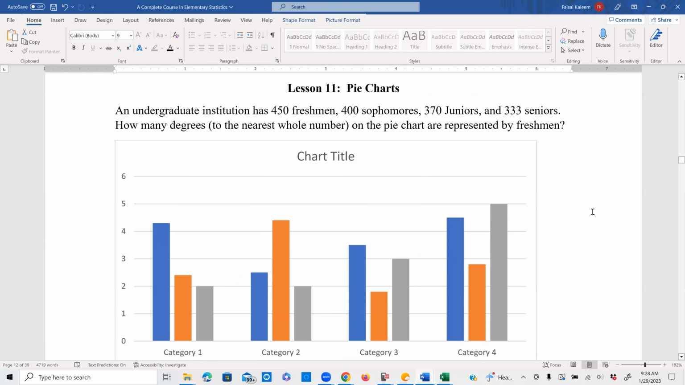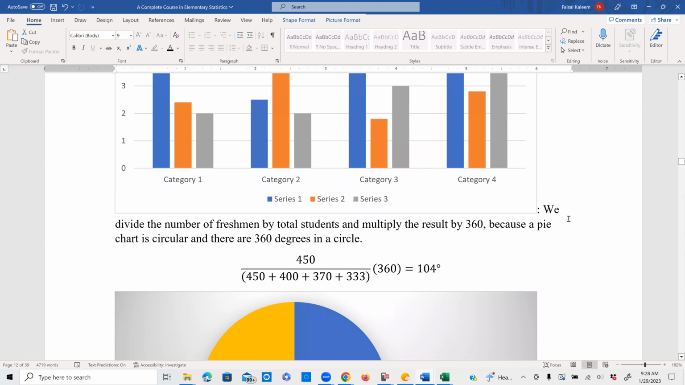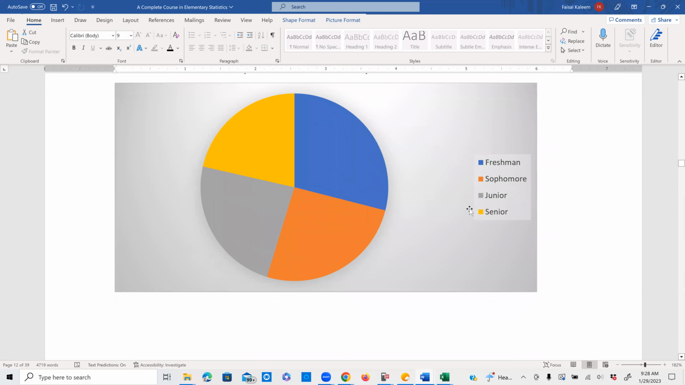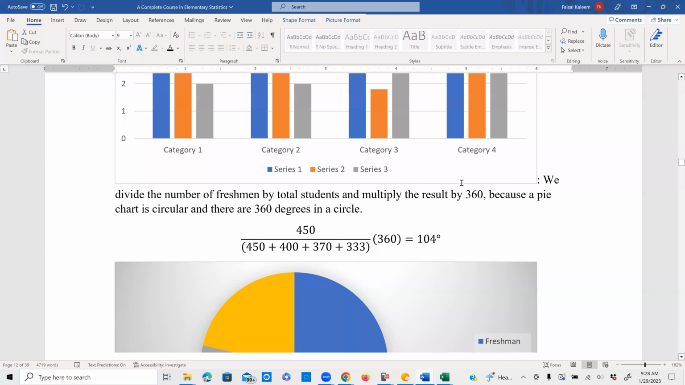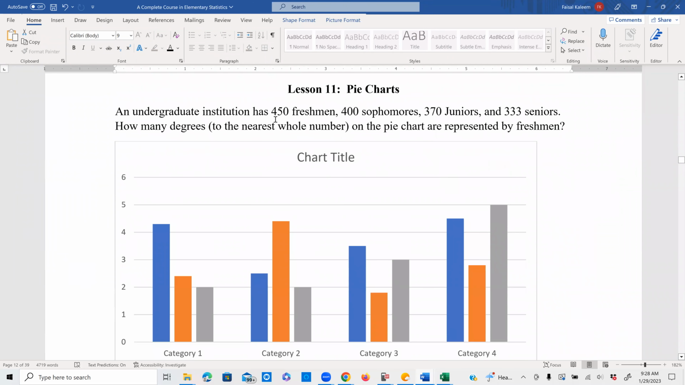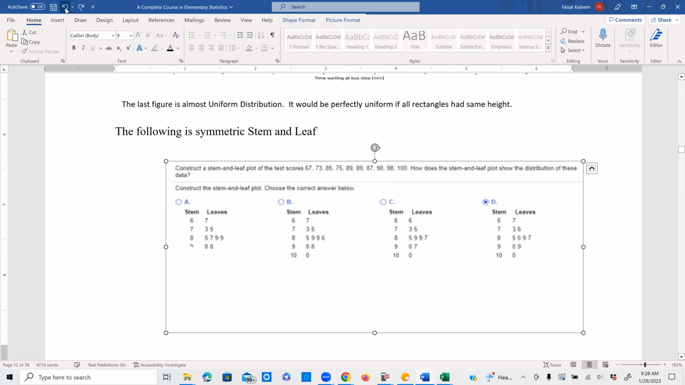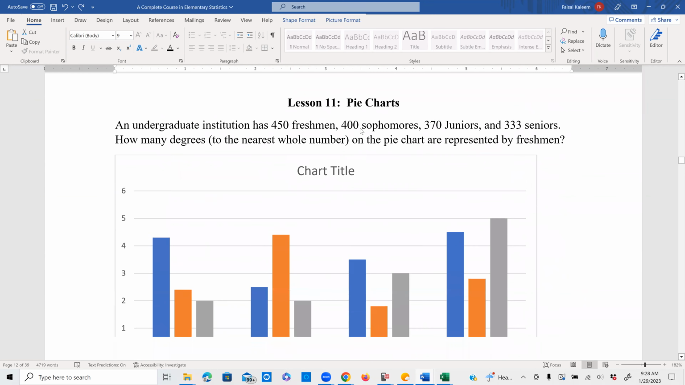Pie charts. So this is an example where you have, in reality, the pie chart, where we know that the total degrees is 360 degrees. So this is a different kind of picture. For example, if you have this question, an undergraduate freshman, so here I think the thing got disturbed because of the moving around.